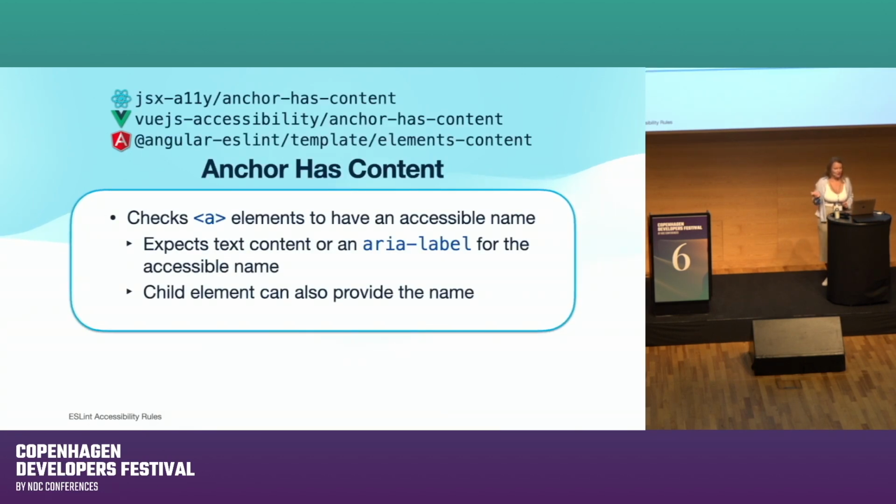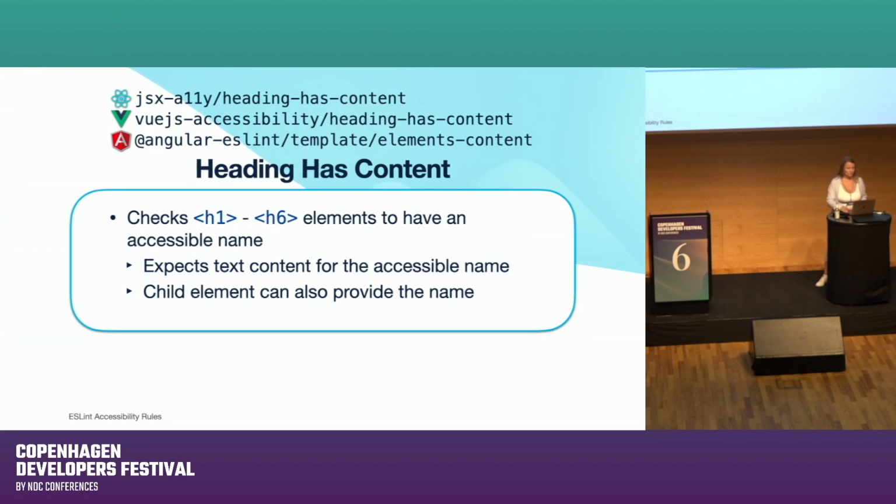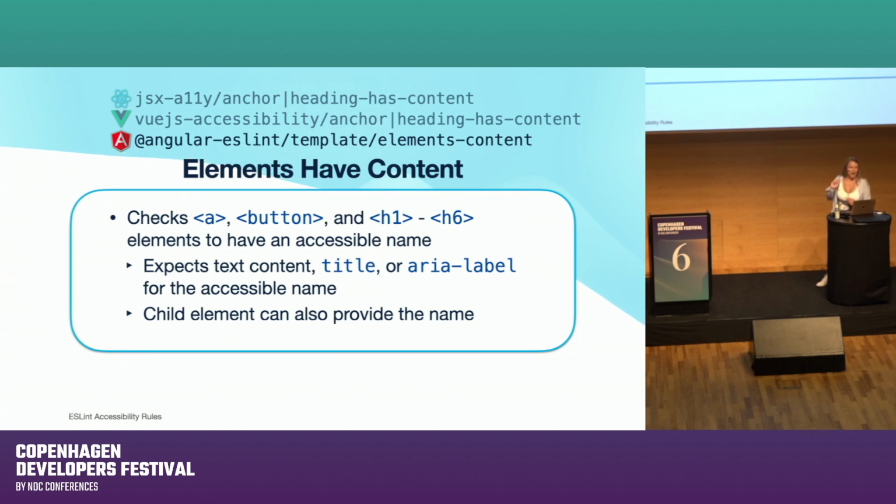The anchor-has-content rule checks anchors or links to have an accessible name. The accessible name is what is read by screen readers for an element along with its role. The accessible name can be provided by text content, an ARIA label, or a child element with text content or an ARIA label. Similarly, the heading-has-content rule checks for headings to have an accessible name. In Angular, we have the elements-have-content rule, which covers both of those things and is the equivalent of the anchor or heading has content rules. This rule checks links, buttons, headings, all for accessible name.